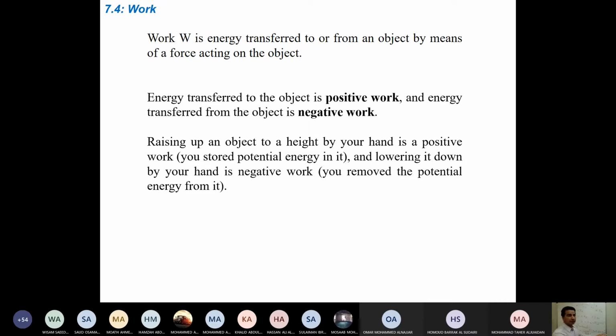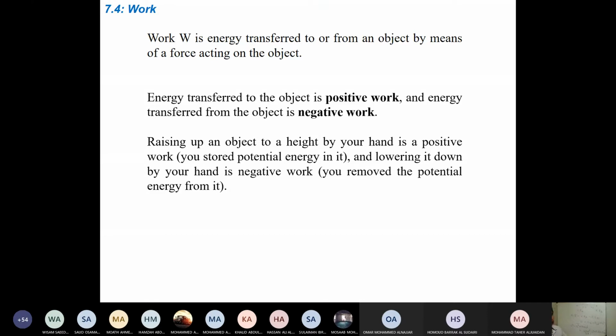So the car did some work on me, which is also considered the work done by the car. And for the car, it is considered negative because the energy from the car is transferred to me. So whenever energy is transferred to the object, like the car, it will be positive. If the energy is transferred out of the object, from the car in this case, that will be considered negative.